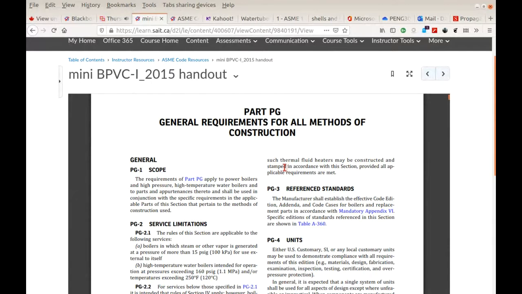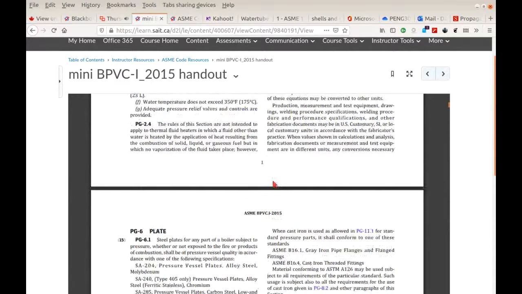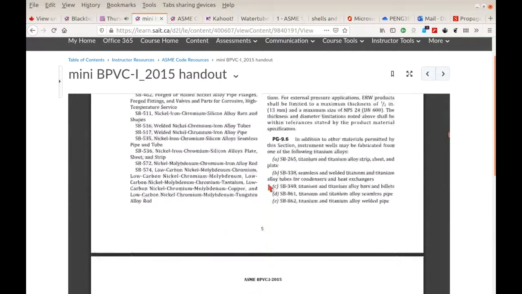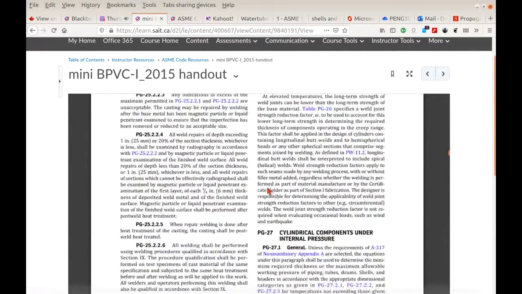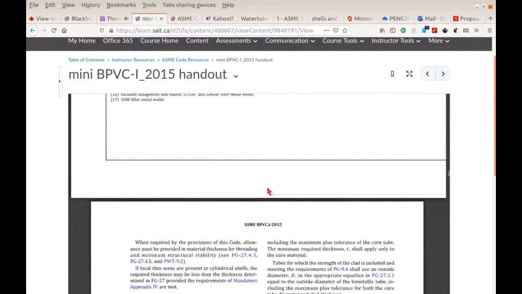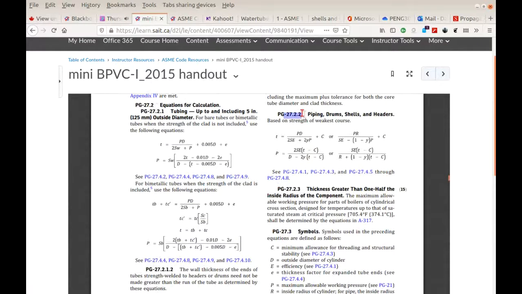All right. So we left off, we took that tubing formula, and now we're going to go to the piping drums shells formula, which is right here, PG 27.2.2. Again, all we've done is we've modified the basic formula that we came up with. So we actually have 4 formulae here. The first one we have is thickness, but this is thickness expressed in either terms of outside diameter or in terms of inside radius. So it really depends what the question is giving you.